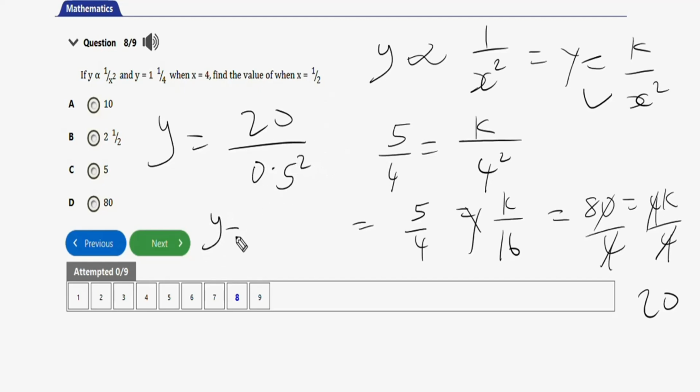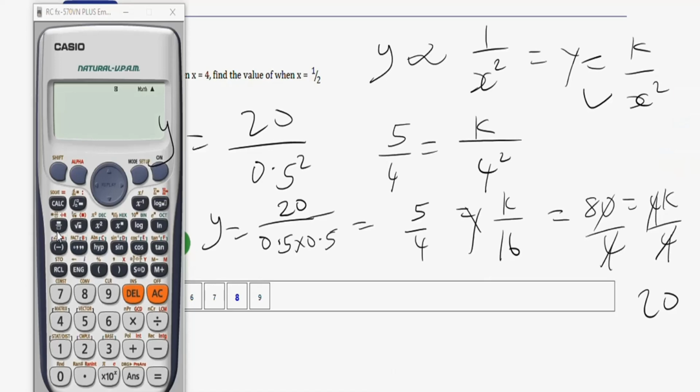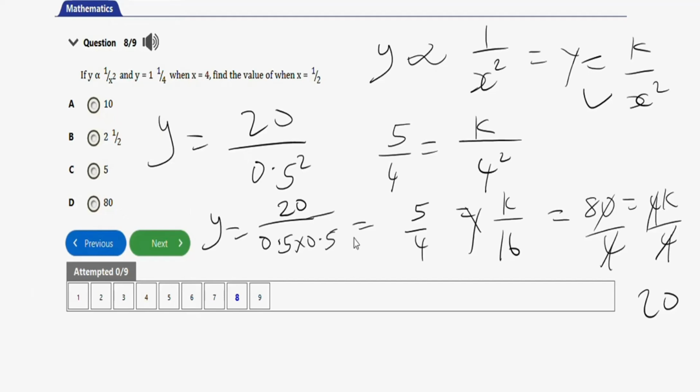So y will be 20 over, so let's break this down, guys. 0.5 times 0.5. So let's put this in the calculator. So this will give us 20 over 0.5 squared. Let's press equal to. So the output was 80. So our y was 80, option D. That's it for this question.